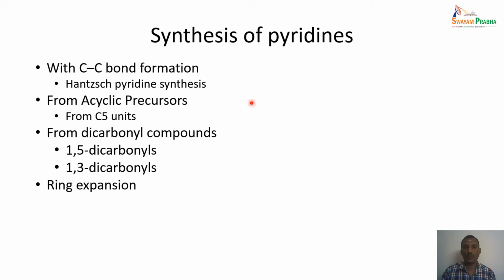Let us look at various syntheses of pyridines. We have C-C bond formation, under which we will look at the Hantzsch pyridine synthesis. We will have some acyclic precursors from which pyridine can be synthesized. From dicarbonyl compounds we can also make pyridines, and by ring expansion. These are some of the reactions we will be studying for pyridine synthesis.